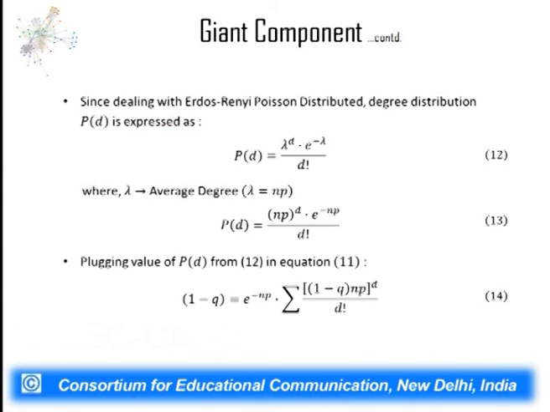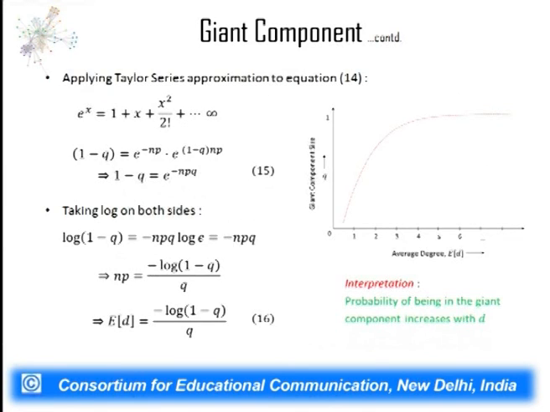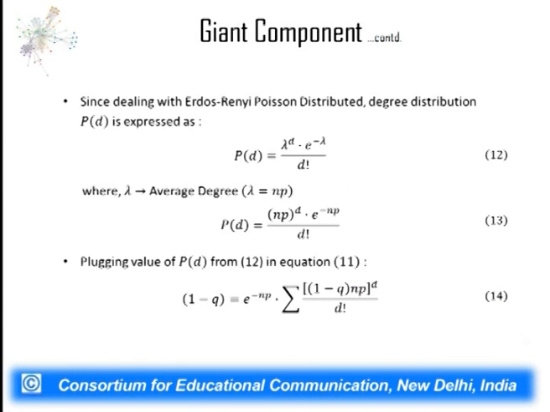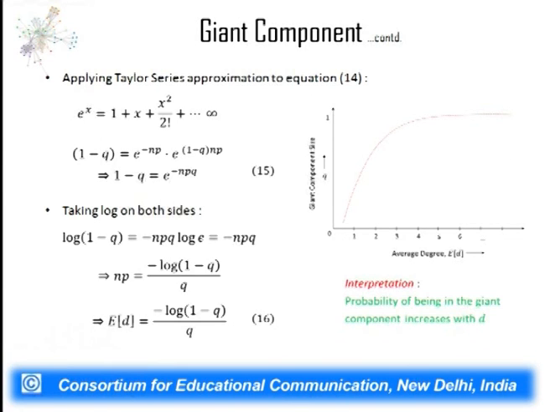And we get the formula specified by equation 13. Since we are dealing with a Poisson distribution, we have applied the Poisson formula, and the average degree is specified by lambda, where the average degree is np, as previously stated. So just plug the value lambda equal to np into equation 12 and we get equation 14.